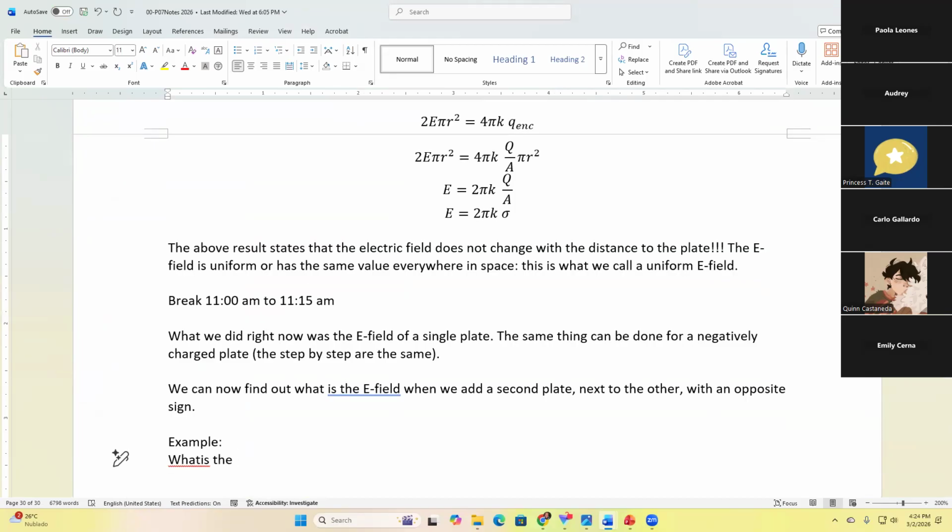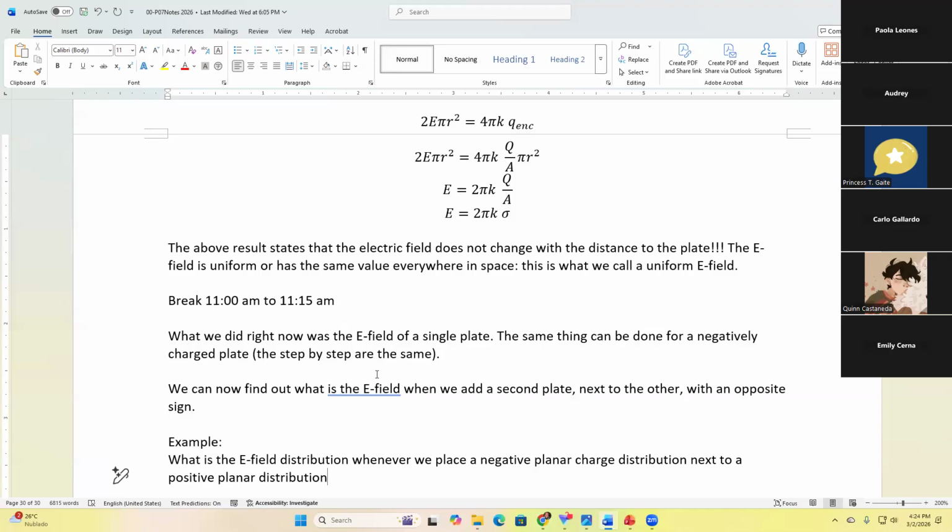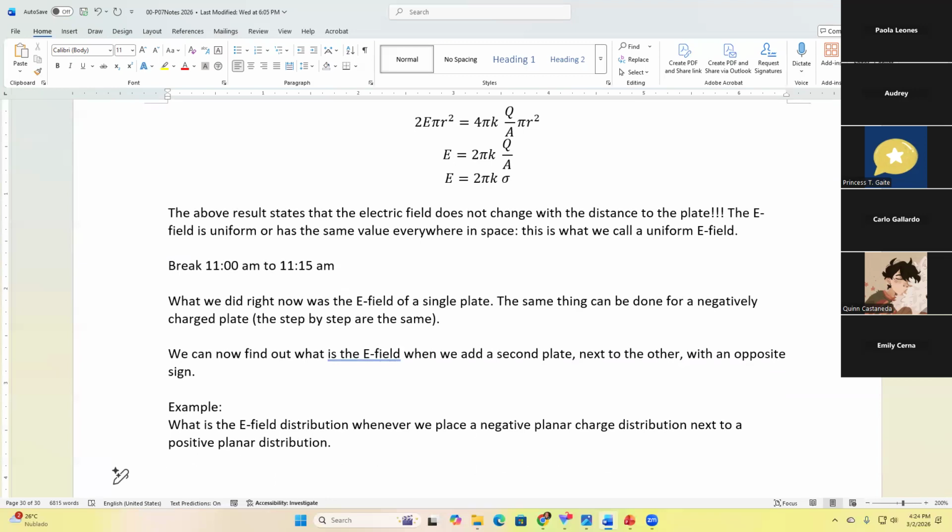What is the E field distribution, right? Whenever we place a negative planar charge distribution next to a positive planar distribution, right? What's the E field distribution? Solution, already did that, the solution for you, right?